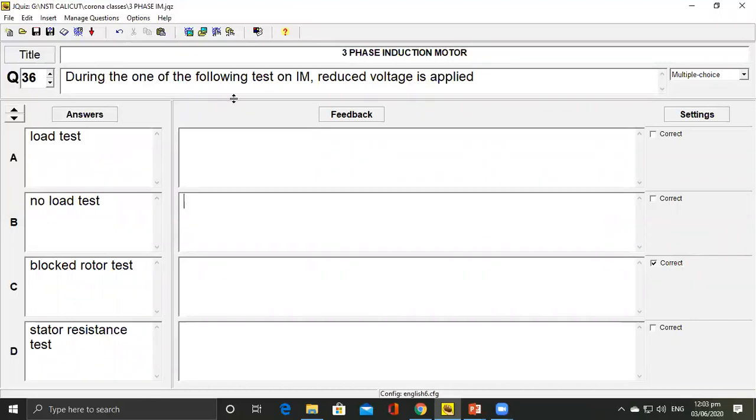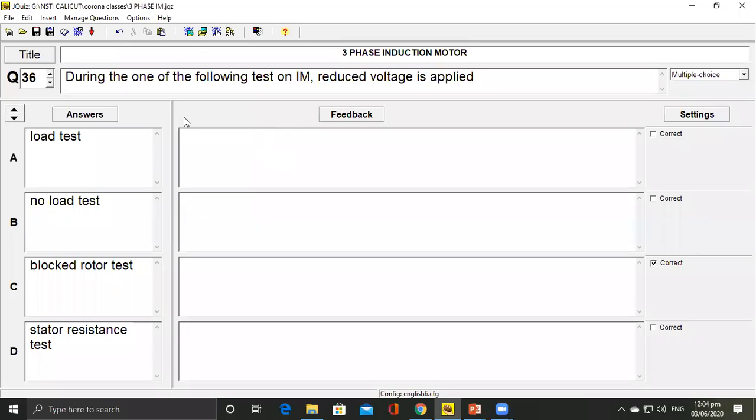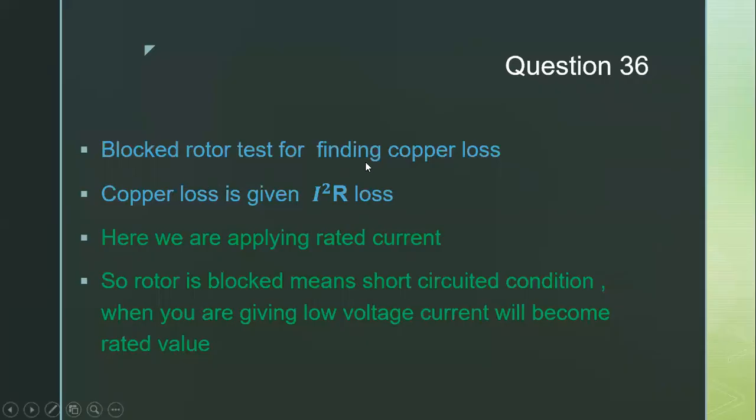During one of the following tests on an induction motor, reduced voltage is applied: load test, no load test, blocked rotor test, star resistance test. So there are four tests given. You know that in the induction motor we conduct two tests: one is the no load test and the other is the blocked rotor test. No load test means you are giving the rated voltage, so that is not a reduced voltage method. But in the blocked rotor test of the induction motor we are finding the copper loss.